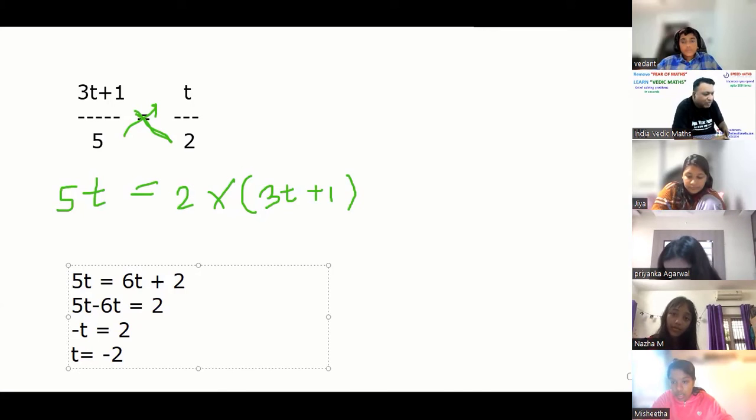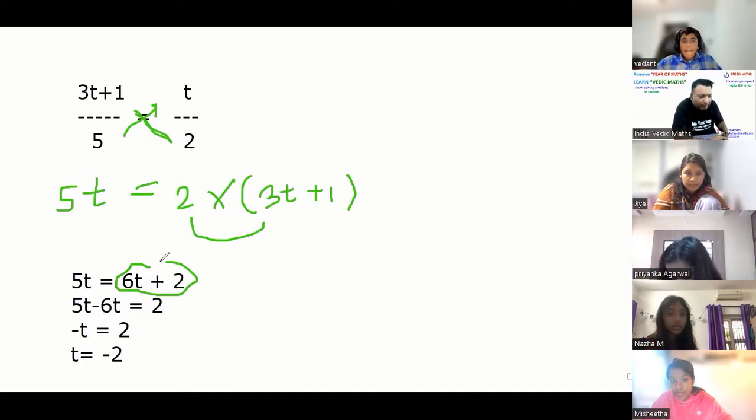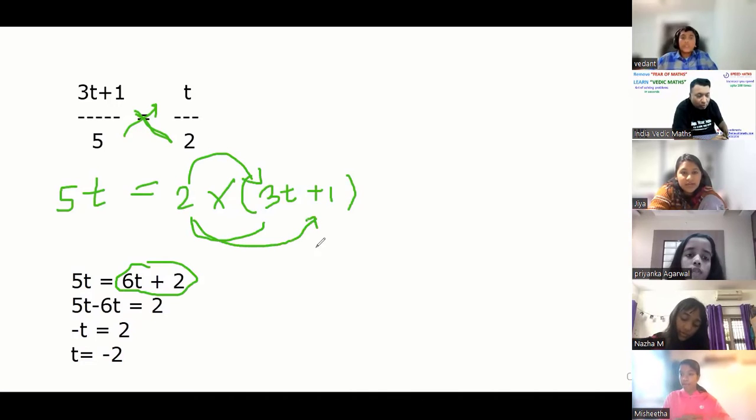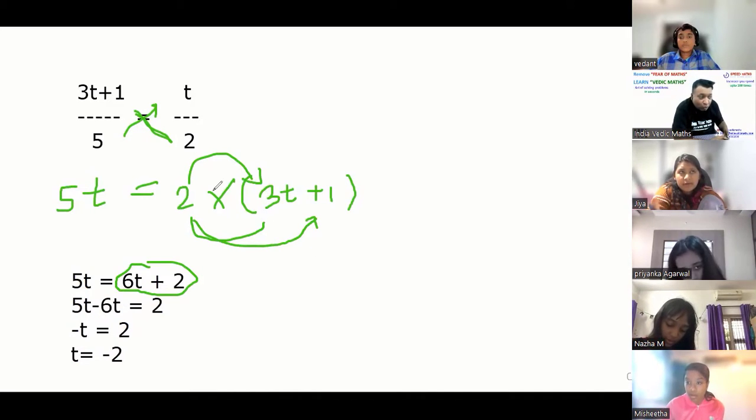Has everyone understood this part? How we got this? Can you explain this, Zia? So first you did 2 times 3, which is 6, and then 2 times 1, which is 2. Wait. 2 times 3t is 6t. And 2 times 1 is 2.